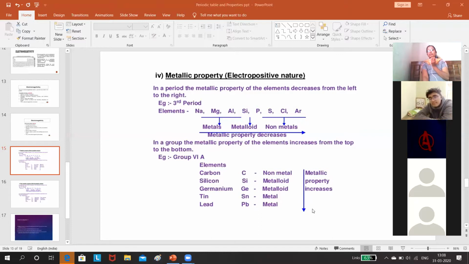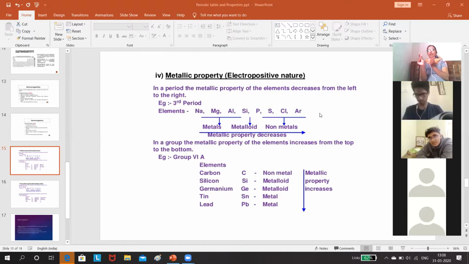Metallic nature is nothing but the tendency to lose electron, the electropositive nature. So down the group, metallic property increases. Is it clear? And across a period, it decreases because atomic size decreases, nuclear charge is more. That means the attraction between nucleus and electron is more. If attraction is more, the electron cannot be easily removed. So down the group, metallic character increases, whereas across a period, metallic character decreases.